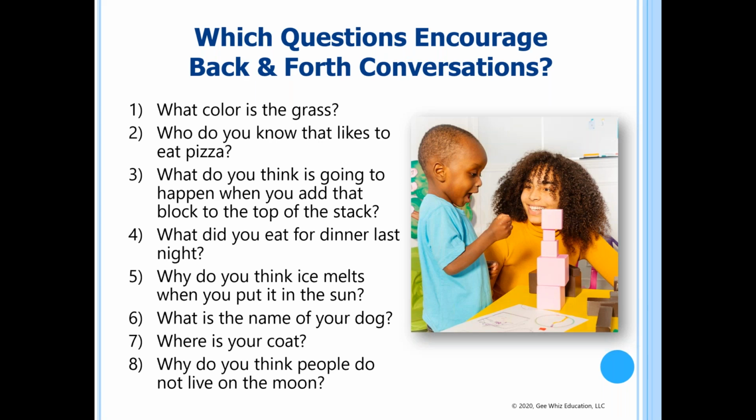So, number 1, what color is the grass? Number 2, who do you know that likes to eat pizza? Number 3, what do you think is going to happen when you add that block to the top of the stack? Number 4, what did you eat for dinner last night? Number 5, why do you think ice melts when you put it in the sun? Number 6, what is the name of your dog? Number 7, where is your coat? And number 8, why do you think people do not live on the moon?